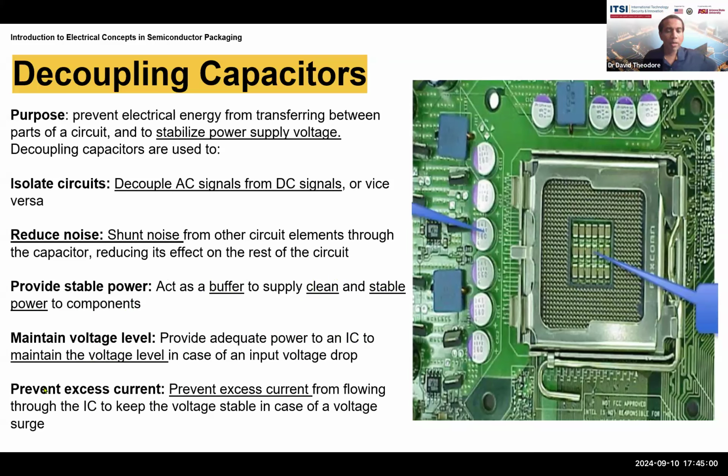Okay, and also to prevent excess current. You don't want high levels of current flowing through the IC, through the chip. So you want to avoid voltage from spiking up. You want to avoid voltage from dropping down. And similarly, you don't want an excess current, a sudden surge of current going through your chip. Because if you have a sudden surge of current, you can end up burning the components on the way to wherever the current is supposed to go. So all of these are the purposes of decoupling capacitors.